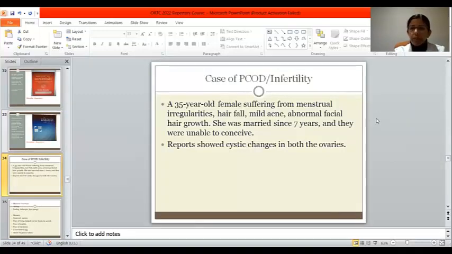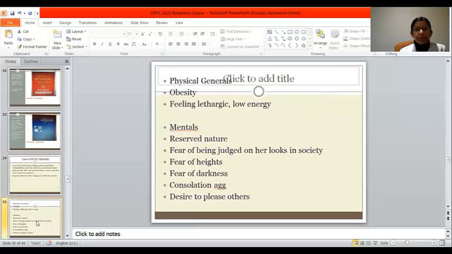Now this is a case of PCOD and infertility. A 35-year-old female suffering from menstrual irregularities, hair fall, mild acne, abnormal facial hair growth. She was married for 7 years and they were trying to conceive. They were unable to conceive, and the ultrasound reports showed cystic changes in both the ovaries. So she had polycystic ovarian disease.